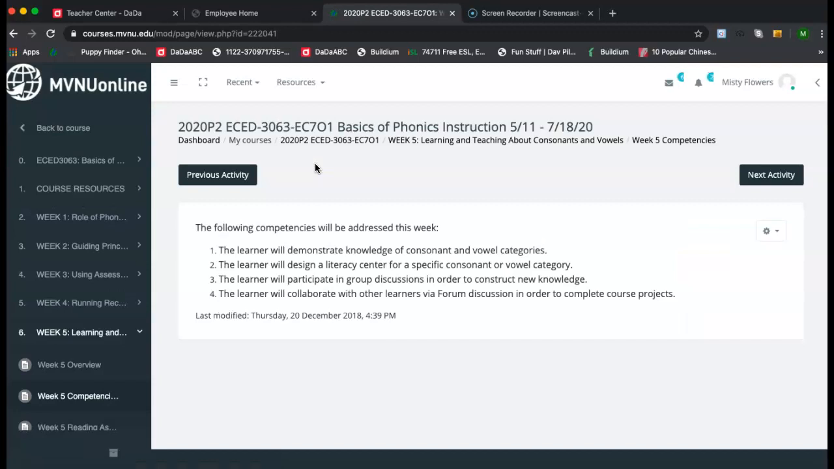By the end of the week, you will demonstrate knowledge of consonant and vowel categories. You will design a literacy center for a specific consonant or vowel category. You'll participate in group discussions in order to construct new knowledge. And you'll be collaborating with your classmates via the forum discussions about consonants and vowels.